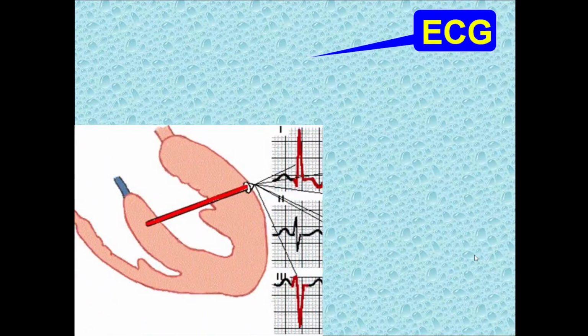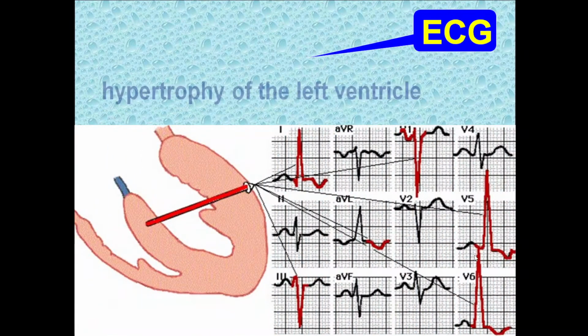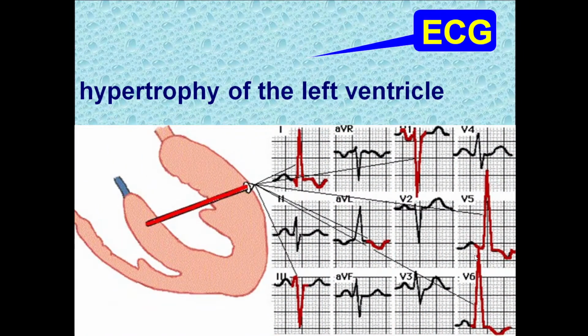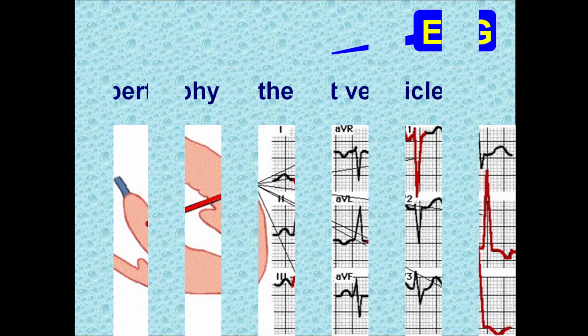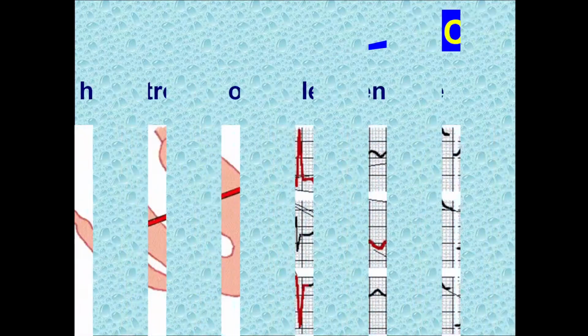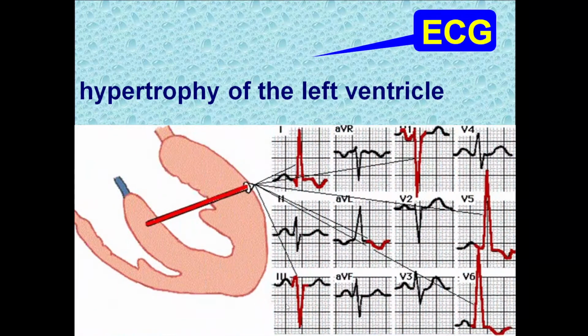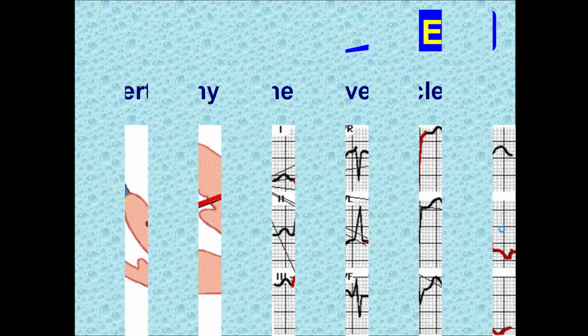On ECG, we will reveal signs of a hypertrophied left ventricle, the same as for aortic stenosis. The electrical axis deviates to the left because of a deep S wave in lead III and a high R wave in V5, V6, which indicates overloading of the left ventricle.